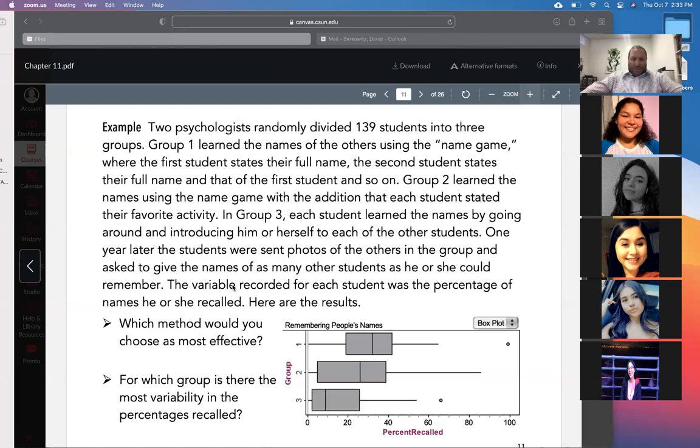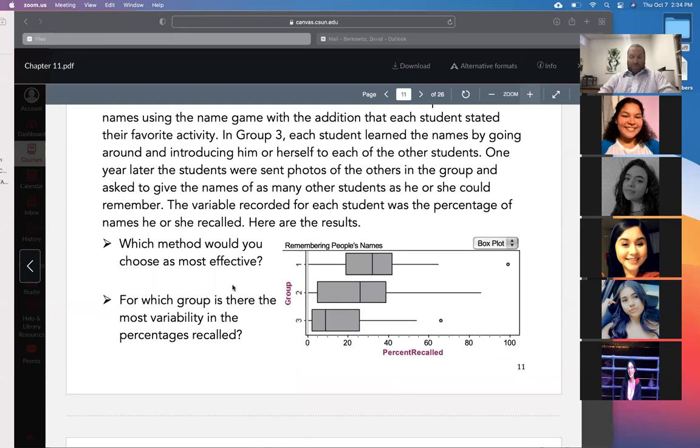1 year later, the students were sent photos of the others in the group and asked to give the names of as many other students as he or she could remember. The variable recorded was the percentage of names that he or she recalled, and here are the results. So take a second and look at those results.